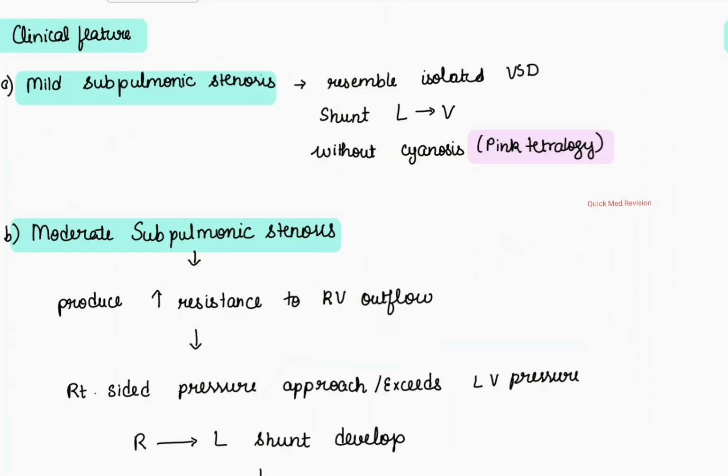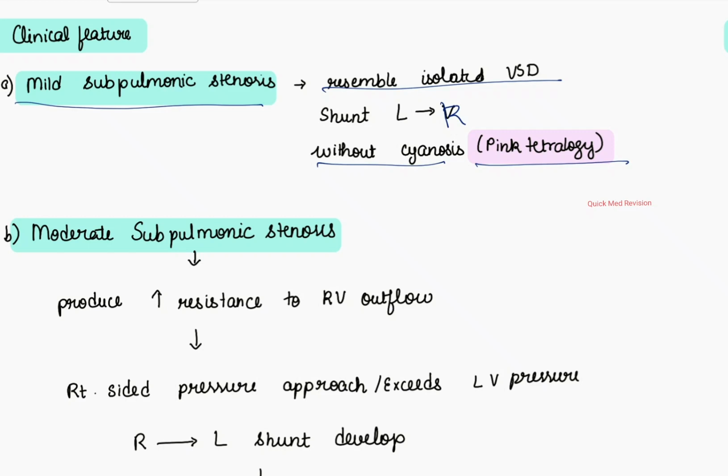In mild subpulmonic stenosis, it resembles an isolated ventricular septal defect. That is, the shunt will be from left to right, and this will be without cyanosis. Therefore, it is called pink tetralogy.